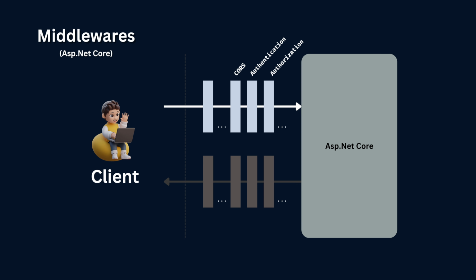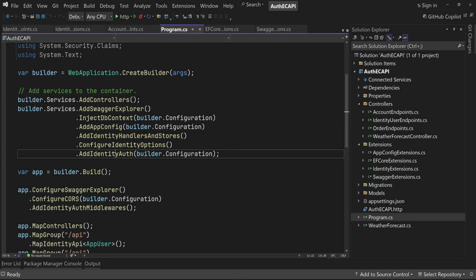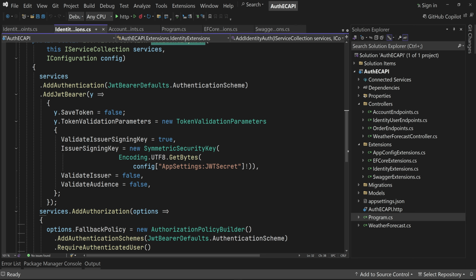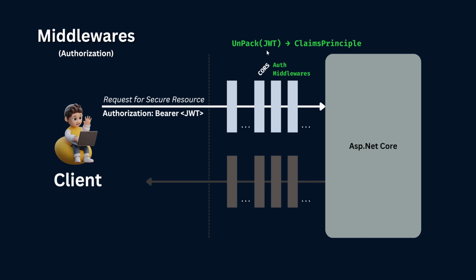Now that's the job of auth middlewares. Like we have already discussed, when we make a request for accessing a protected resource along with JWT token inside the authorization header, before the request reach its destination, the auth middleware will verify whether this JSON web token is a valid token or not, based on what we have configured while adding the authentication middleware. Whatever we have given inside this token validation parameters will be taken into consideration for validating the token. And when the JSON web token is successfully verified, the auth middlewares will decrypt or unpack the JSON web token into claims principal.